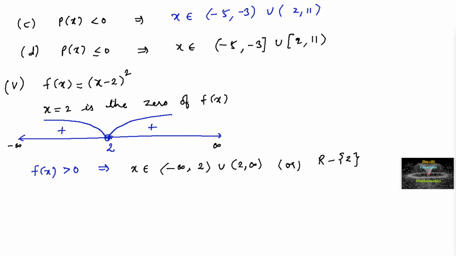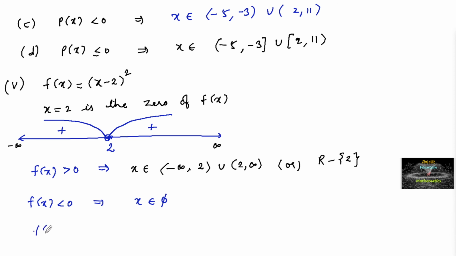And for f of x less than 0, we can give the answer. Nowhere can we say that it is less than 0, so it's an empty set. We can find no value of x for which x minus 2 whole square is negative.